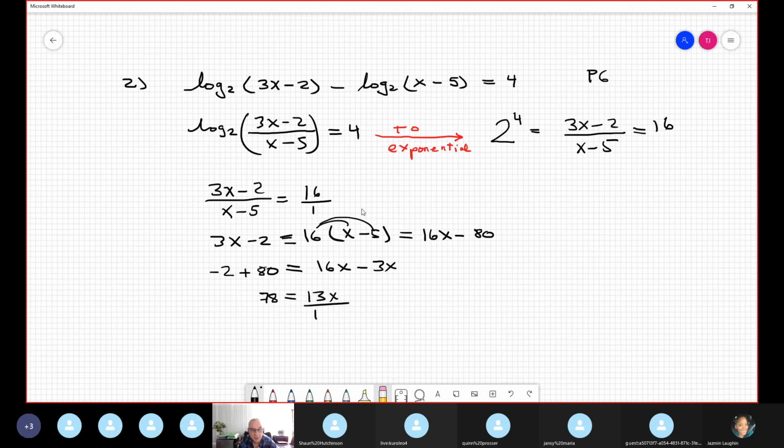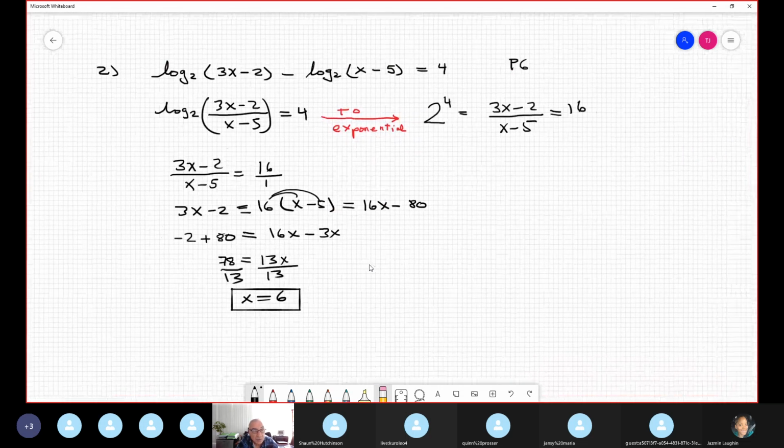It's a linear equation, one solution. Divide by 13 both sides. x is equal to 4, no, 6, sorry. 6. Okay, and that's it. I need to check it.